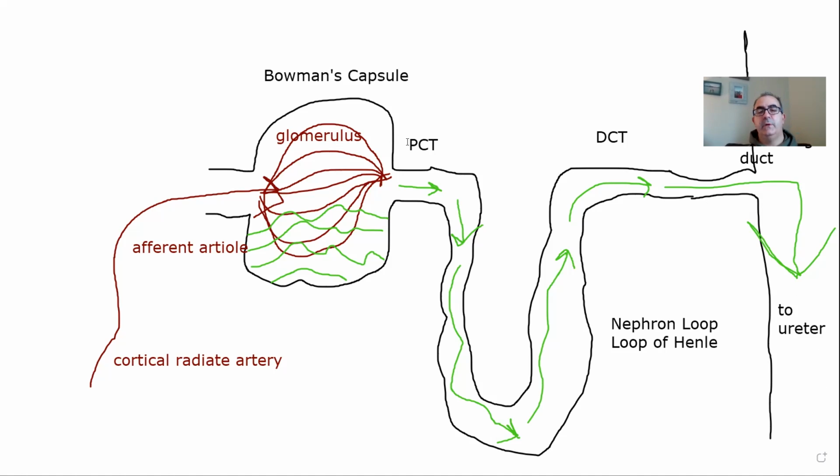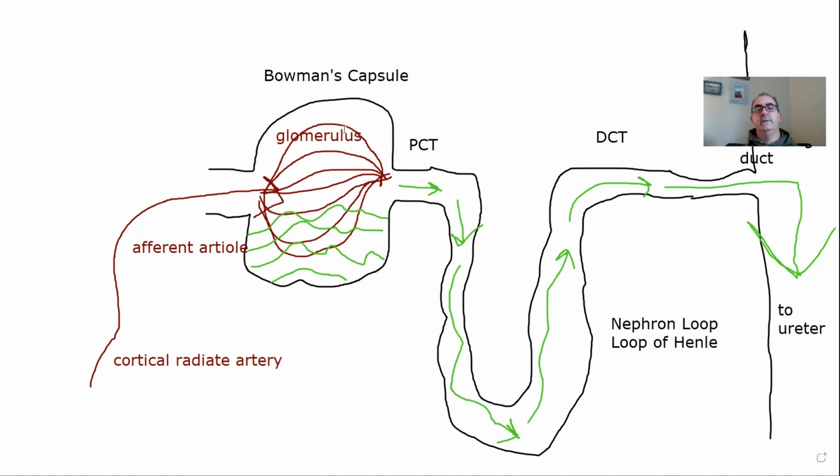PCT stands for proximal convoluted tubule. DCT stands for distal convoluted tubule. I've drawn both of these as relatively straight, but they are twisty and turny. They're convoluted. Proximal always means closer. The proximal convoluted tubule is closer to Bowman's capsule. Distal always means further away. The distal convoluted tubule is further from Bowman's capsule.